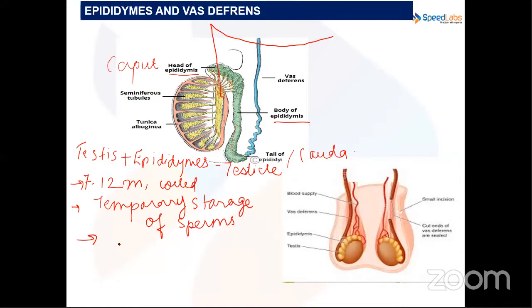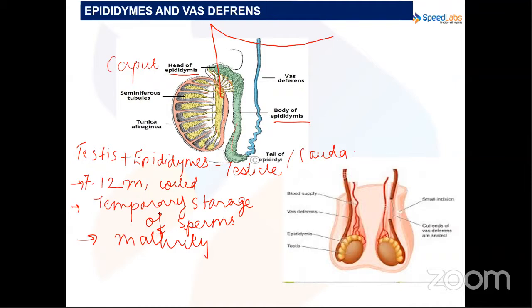It is also the site for maturity. Sperms, or spermatozoa, which are released from the testis, are not active. They are not active. All right. So what happens to them?